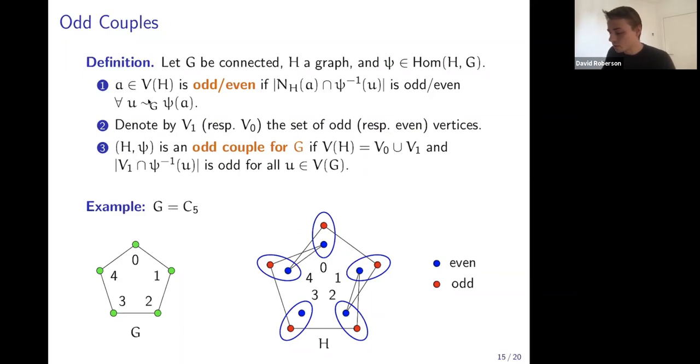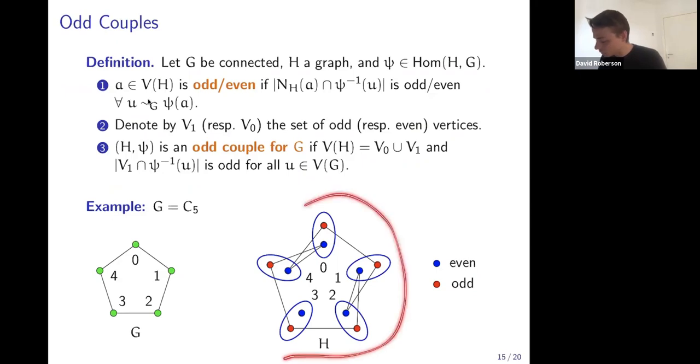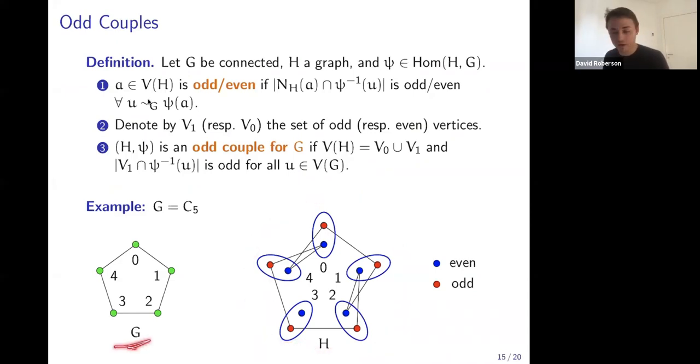Then we say that this ordered pair, H and the homomorphism psi, is an odd couple for G if every vertex is either even or odd. So that's already a non-trivial condition. But we also want that every pre-image has an odd number of odd vertices. We don't care about the number of even vertices. You can see in this example, the red vertices are all odd and the blue vertices are all even, and there's one red vertex in every pre-image. So this is an odd couple for the 5-cycle.